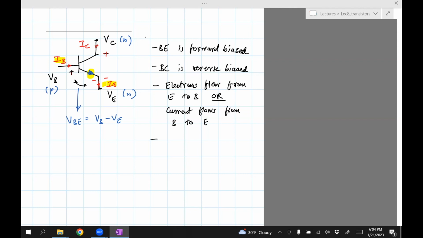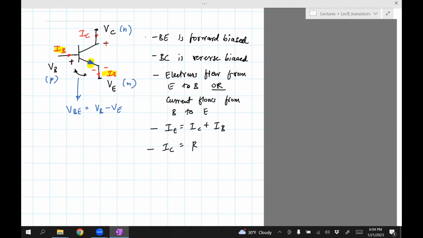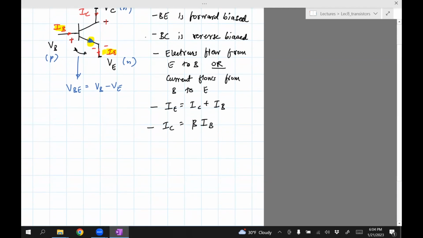Also for the NPN and also for the PNP, the emitter current is the sum of the collector current and the base current. Another thing which is a property of the transistor is that the current in the collector is beta times the current in the base, where this number beta is about 100.